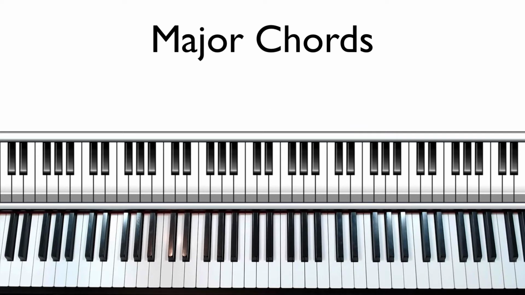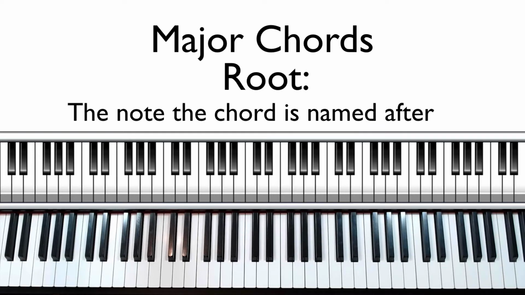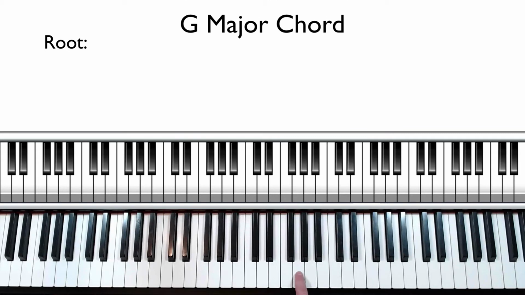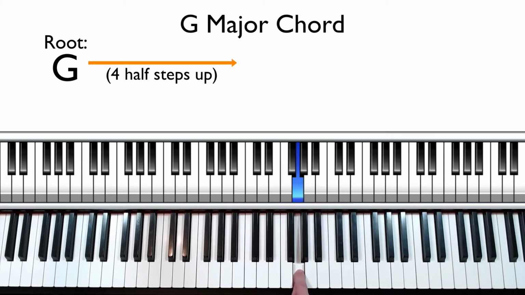And the first note that we're going to find on that three-note chord, that major chord, is what we call the root of the chord. And the root of the chord is actually that note that the chord is named after. So if it's a G chord, the root of the chord is a G note. And the second note of the chord we're going to find is the note that is 4 half steps up from the root. So we're going to count 4 half steps just like this.